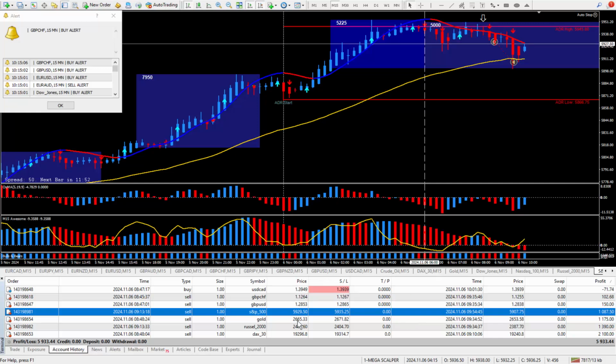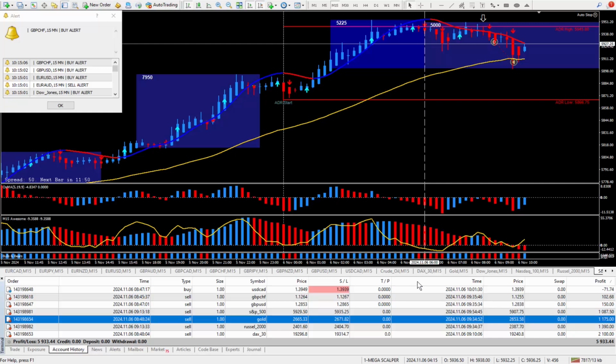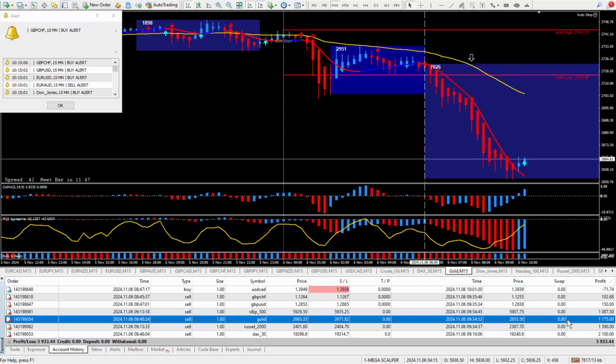So let's see now. Moving on to the next trade, which is gold. Gold pays $10 for each tick. So looking at the money, this should be 117. So let's drag and drop this up, see where I got in at.